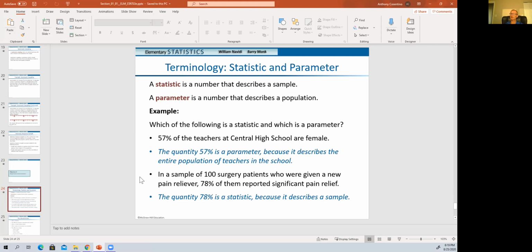And so here's a couple examples. Here, 57% of the teachers at Central High School are female. The whole population of the school would be Central High School, so if it's a population, then it would be a parameter. Here, in a sample of 100 surgery patients who were given a new pain reliever, 78% of them reported significant pain relief. So when you see that they're taking a sample, then the 78% is actually a statistic instead of a parameter.